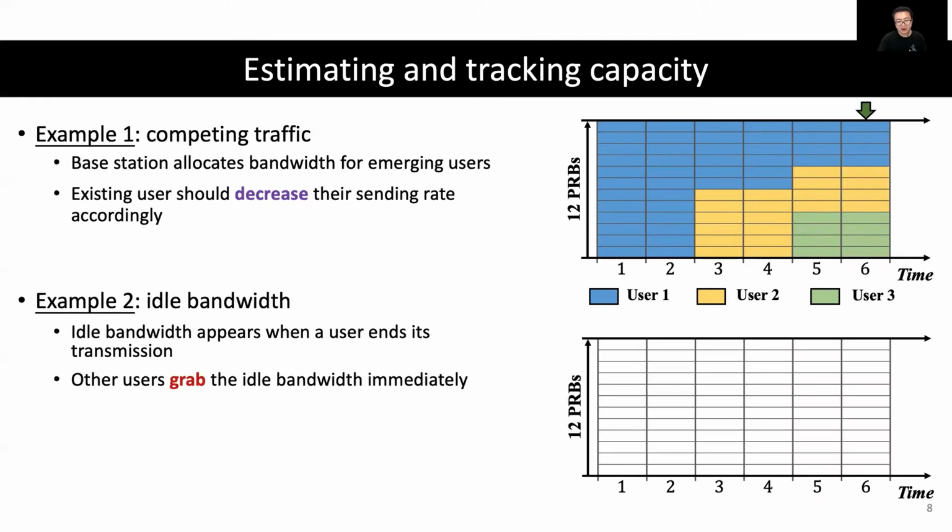In the second example, I will show how PBE tracks idle bandwidth. Idle bandwidth appears when a user finishes its transmission. For example, in this case, user 3 finishes its transmission in the 3rd subframe, so idle bandwidth appears in the 4th subframe. Then user 1 and user 2 immediately detect such idle bandwidth by looking at the control message and inform their senders to increase the sending rate and take the idle bandwidth fairly.